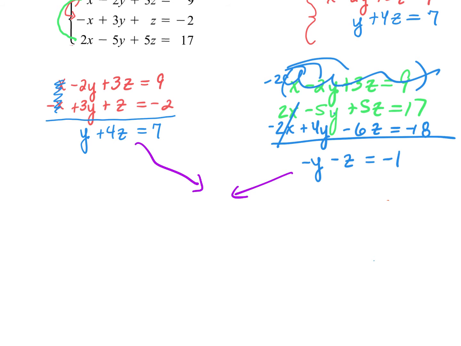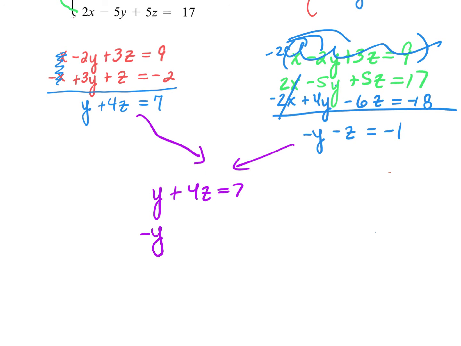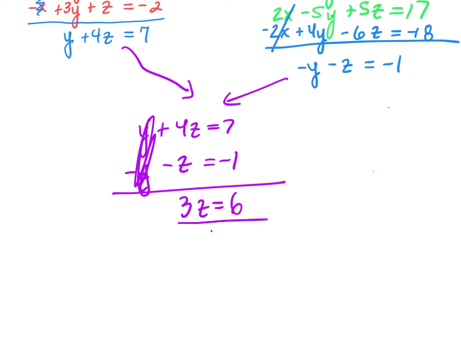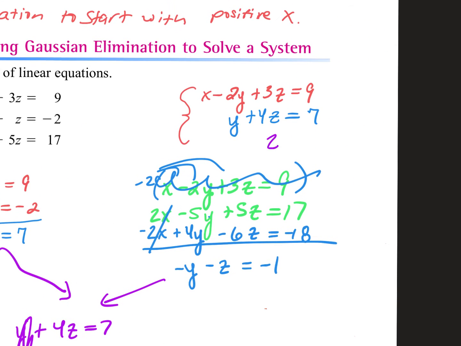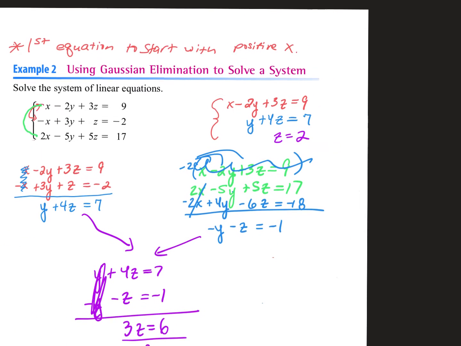Yeah. We now are going to take this first one that we made, y plus 4z equals 7. The second one we made, negative y minus z equals negative 1. And cancel out your y's. What happens to y? They cancel. What's 4z minus 1z? What's 7 minus 1? So what, guys, does z equal? So then I can write up here, well, z equals 2.